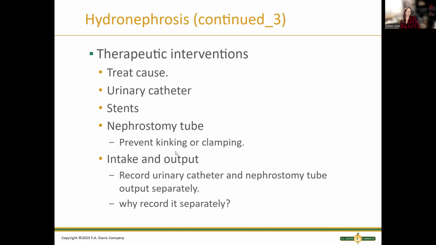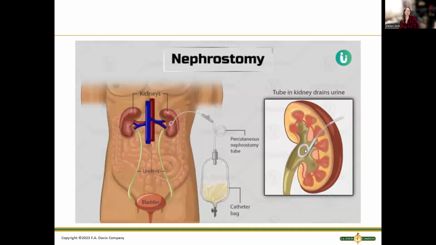nephrostomy tube freely. We want to measure the intake and output of a patient with hydronephrosis, and in order to do so, we have to report the urinary catheter's volume and the nephrostomy tube volume separately. The reason is that it is possible to have both a nephrostomy tube as well as a urinary catheter, because as you can see in this picture, the tube isn't going to capture every single drop of urine because it's a tube in a funnel. And so some urine is still going to bypass the nephrostomy tube and get into the ureter in order to drain out. So if that happens, we want to have something in the bladder that can catch that.